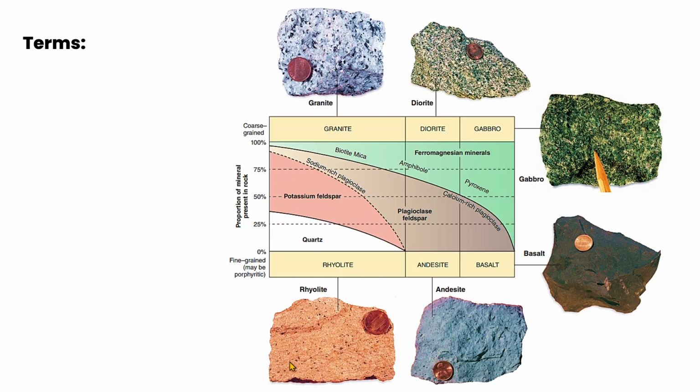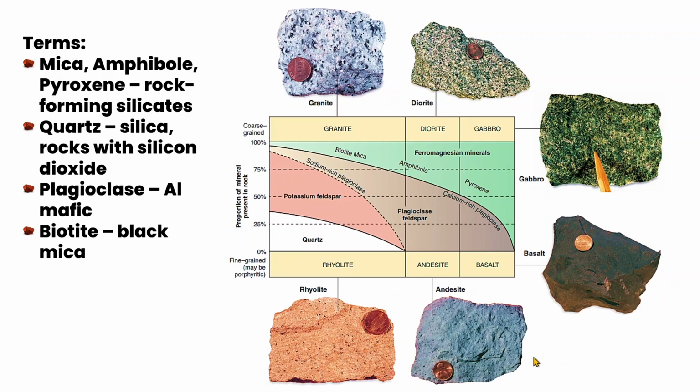If you're reading our reference book, there are terms that you might encounter when reading about igneous rocks. For example, mica, amphibole, and pyroxene. These are rock-forming silicates. These are silicate minerals that may form rock in the future. Quartz is a mineral that has an ample amount of silica or silicon dioxide. Plagioclase is aluminum mafic, and biotite is a kind of black mica.